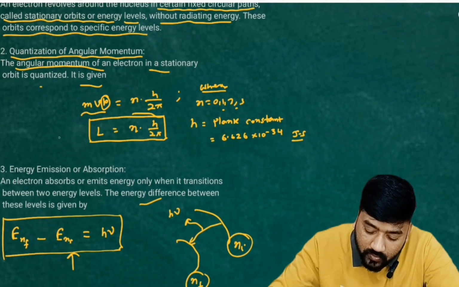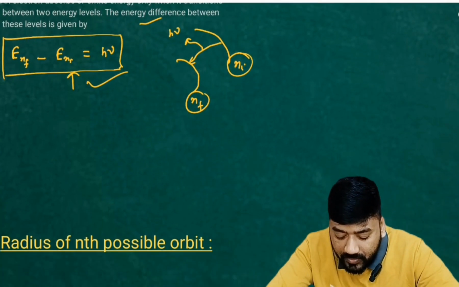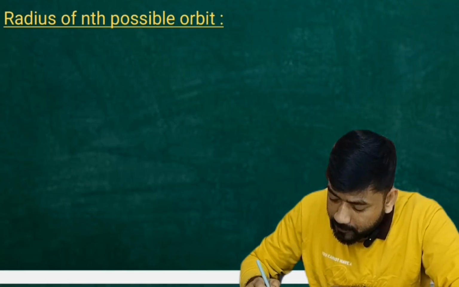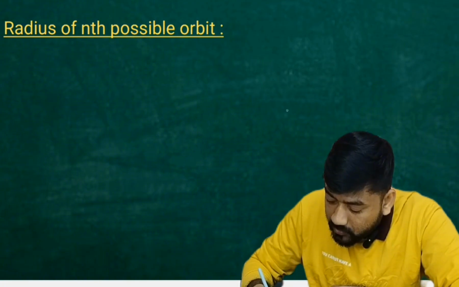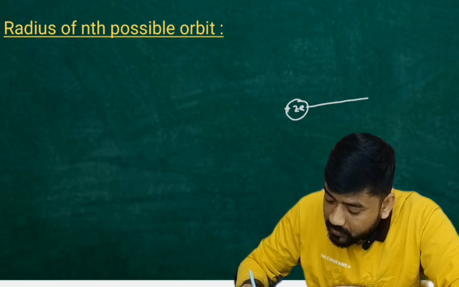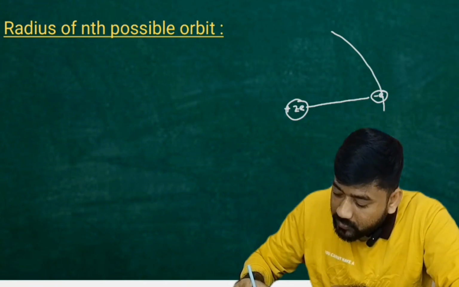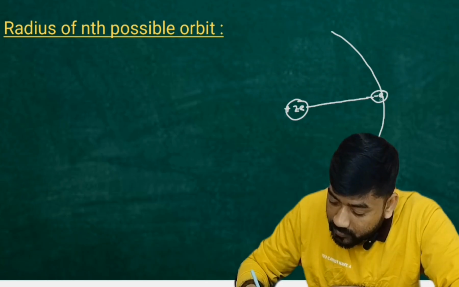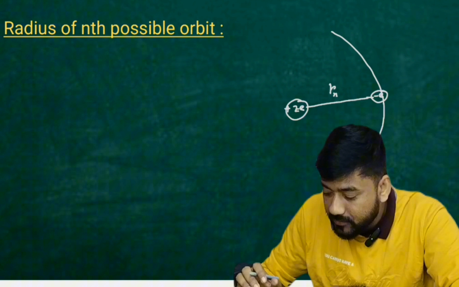Now by using these postulates, we will discuss some mathematical terms, where the first thing is the radius of the nth possible orbit. Suppose this is the nucleus, the charge of the nucleus is Ze, so it is obviously plus Ze, and the electron, which has negative charge, is revolving around the nucleus. Suppose this is the orbit path of this electron, and the radius of this nth orbit will be Rn. Now we have to find the expression of Rn.